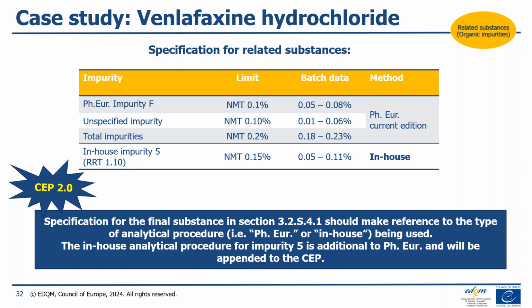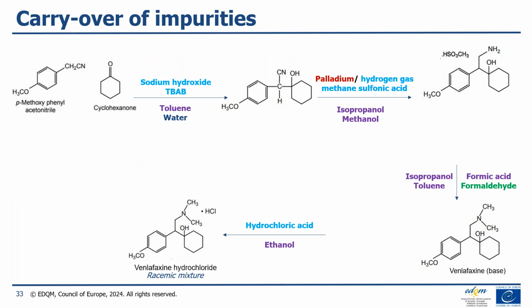So the specification will report the ones from the monograph, so impurity F, unspecified impurity and total impurities, and your in-house impurity 5 at not more than 0.15 with the method described as in-house. So in section 3.2.S.4.1, you should make reference to the type of analytical procedure that has been used, so either the European Pharmacopoeia method or the in-house method. The in-house analytical procedure for impurity 5 is additional to the one of the monograph and will be appended to the SEP. Next slide, please.